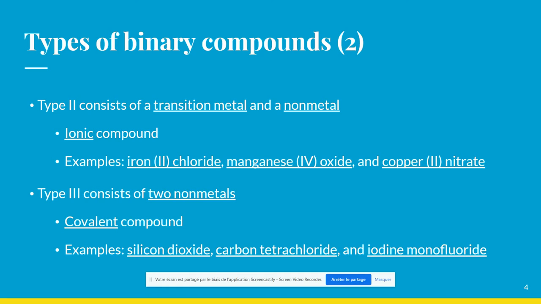And then type 3 is 2 nonmetals. These are covalent compounds. Silicon dioxide. Silicon and oxygen are both nonmetals. Carbon tetrachloride. You don't need to worry about those prefixes for right now. We'll get into those, I think, the 4th video of this chapter. And iodine monofluoride. The important thing for type 3 is that it only contains nonmetals.